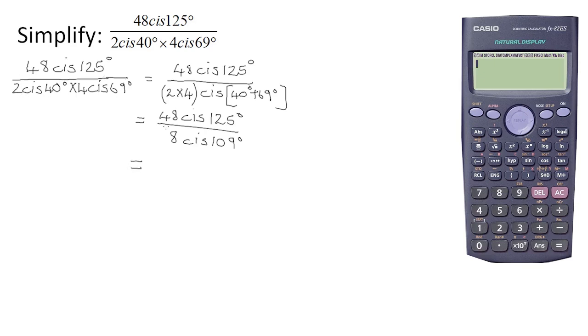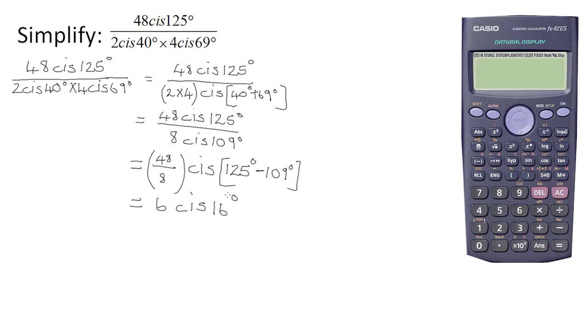Now what do we have here? A complex number in polar form divided by another complex number in polar form. What is the rule there? You divide your moduli and you subtract your arguments, 125 minus 109. 48 divided by 8 is 6, cos 125 minus 109 gives you 16 degrees.